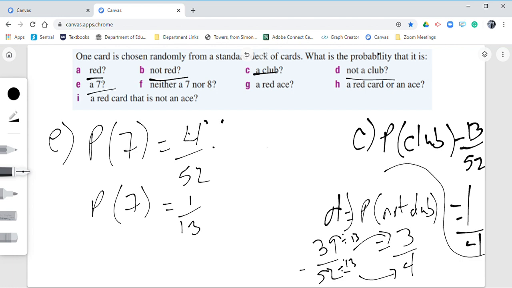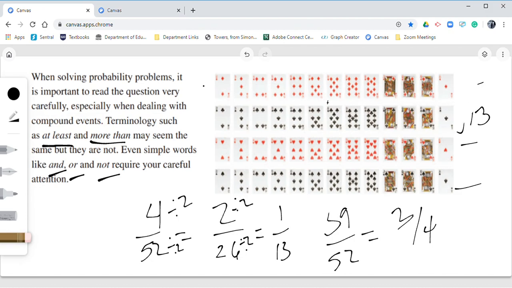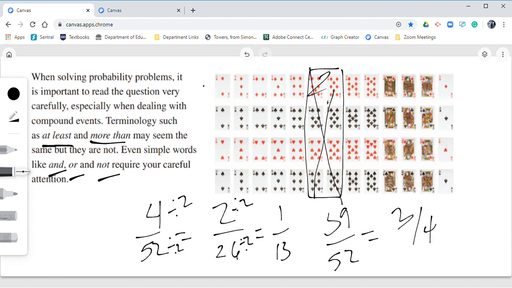So F, neither a 7 nor an 8. So it can be neither of those two. I'm going to take a second and erase so we can visualize that, because I do like having this out to visualize, and it helps us out. So what this question is saying is it's neither a 7 nor an 8, so it's not these two. One way to easily count this out is to count by 4.